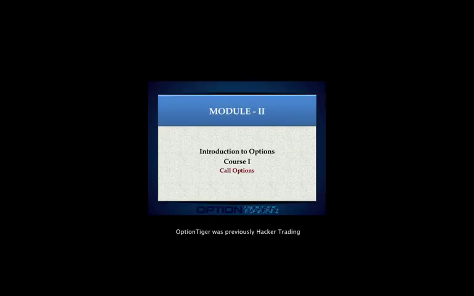Welcome to Module 2. This module is called the Introduction to Options. In this module, we start options materials from the basics. Almost anyone who's ever tried to learn options initially finds it very confusing. In fact, to become a true options expert, it takes at least a year or two of practice.